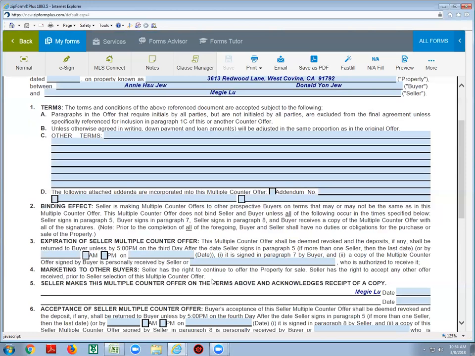Okay, D. The following attached addenda are incorporated in this multiple counter offer. If you attach any addendum or form, such as if a seller needs a lease back or rent back, or a contingency on purchase, you put a check mark right here and describe the form you're going to attach with the counter offer. So you actually notify the buyer that the seller needs a replacement property, or needs to lease back for, say, 20 days, or for a maximum of 2 months. You put it right here and give the issue for the form.